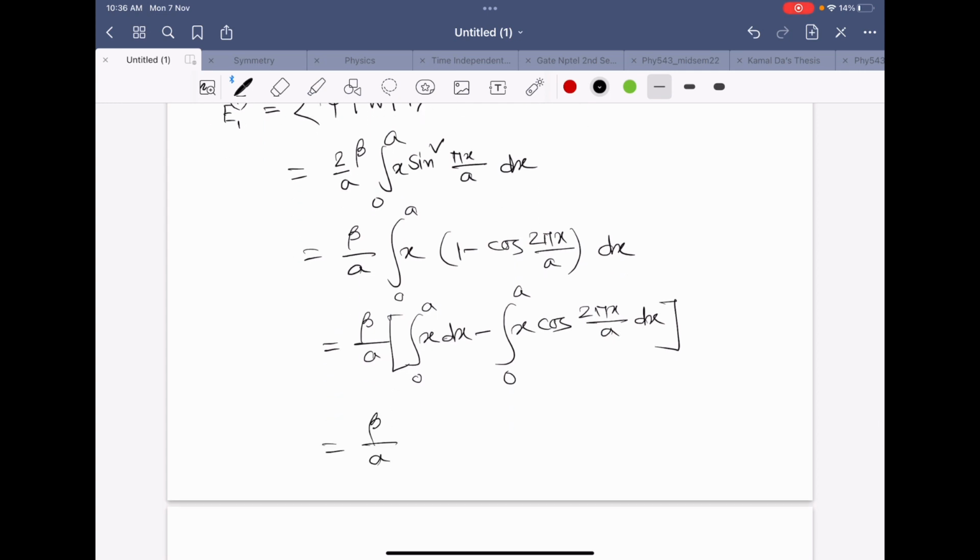So beta by a, x square by 2, 0 to a, minus x times a by 2 pi sine 2 pi x by a, 0 to a, minus, this will be plus, integration from 0 to a of a by 2 pi sine 2 pi x by a dx.